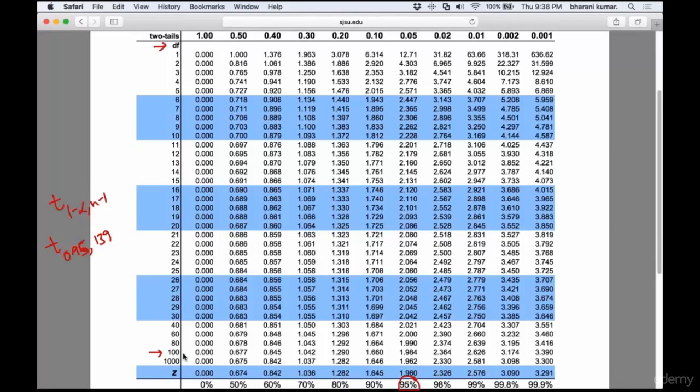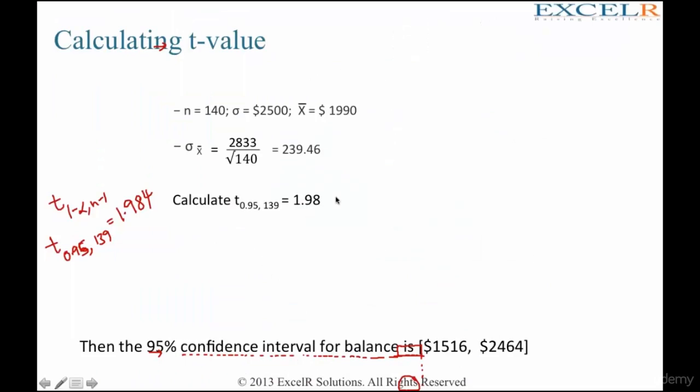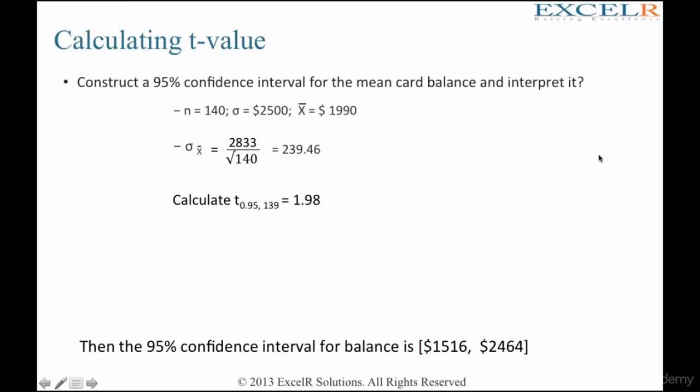And now let us traverse in this way. So if you traverse in this way, and for 95%, if you traverse in this way, this happens to be your value. So this is equal to 1.984. And that is exactly what we got, 1.98, and you just need to apply that in the formula there.